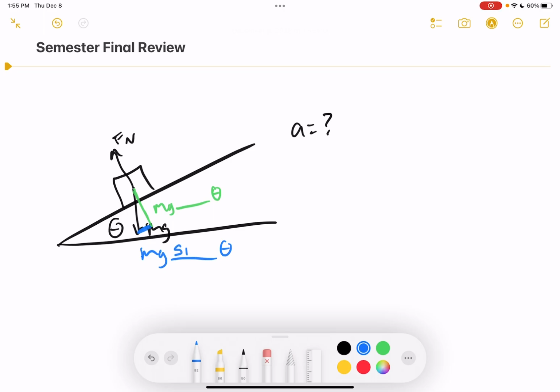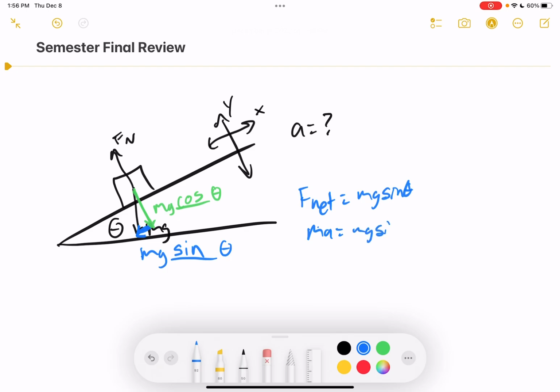Remember, this blue part is the part where x does not go with sine and cosine does not go with y. So I have mg sine theta. That is the down the inclined plane part, and the green part here is into the inclined plane. My y direction is this, and my x direction is this. My forces in the y direction cancel out because it's not moving into or out of the inclined plane. So my F net is just equal to mg sine theta. Then ma equals mg sine theta. The m's cancel, and a equals g sine theta.